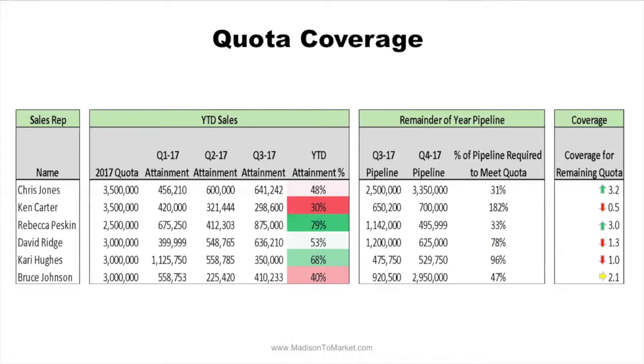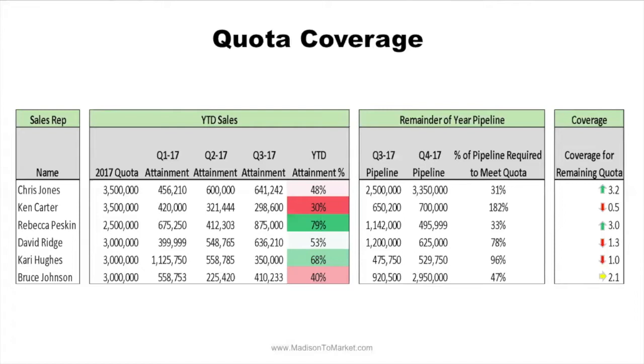So in this example here, we'll look at Chris Jones on the top record, and you see he's posted attainment in the first 3 quarters of about 1.7 million. Given his quota of 3.5 million, he has approximately 1.8 mil more to close in order to reach his quota. Given that his pipeline has about 5.8 mil, he only needs to close 31% of this 5.8 in order to satisfy his quota of 3.5 mil. His coverage metric is 3.2. We see to the far right, anything above 3 is considered healthy, hence you get the green arrow.